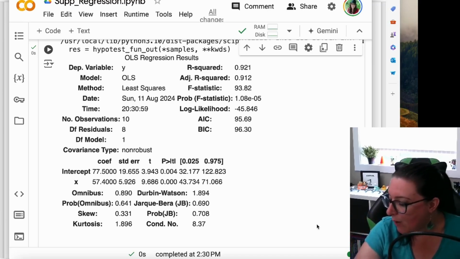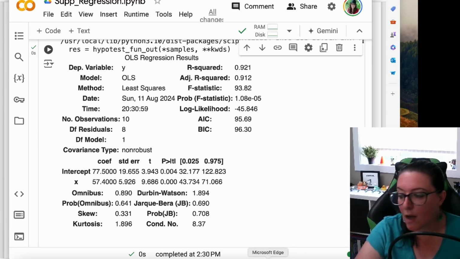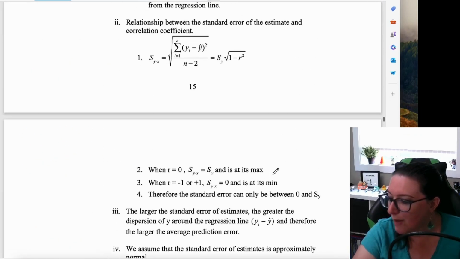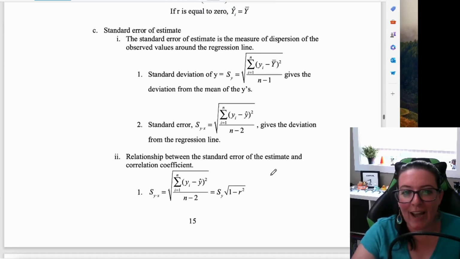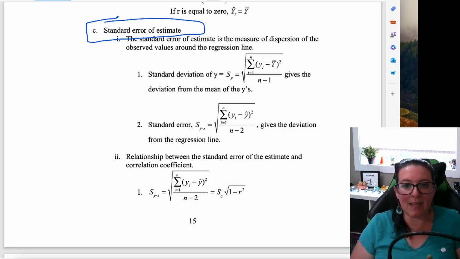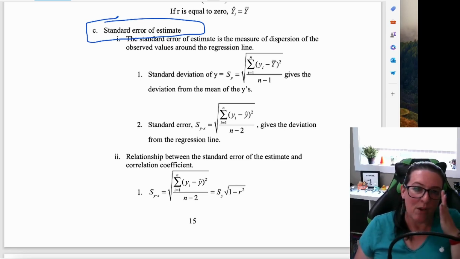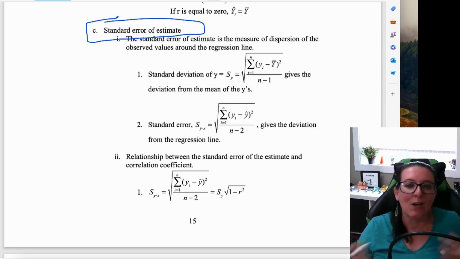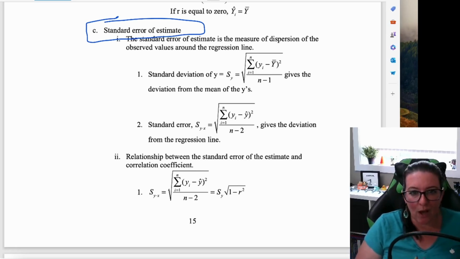What we want to do now is talk about the idea of standard error of the estimate. The standard error of the estimate is a measure of dispersion or variability between the observed values, y, the repair costs, and the regression line. So what we're looking at is how far away is that line of best fit and the predicted values, so y hat, from the actual values of y.